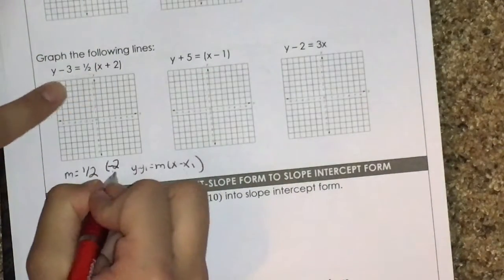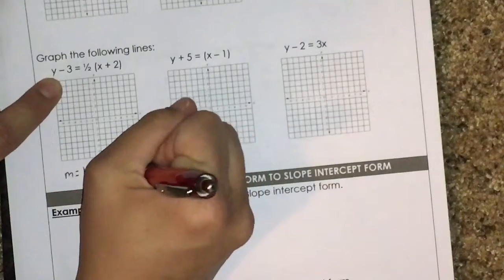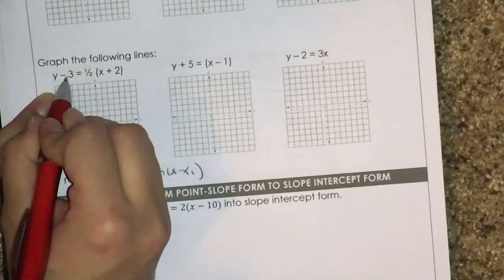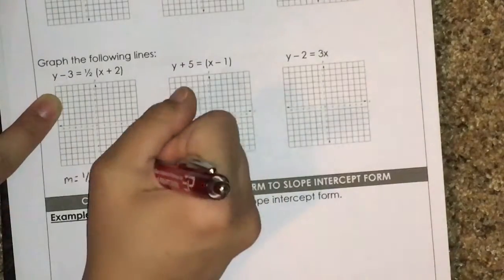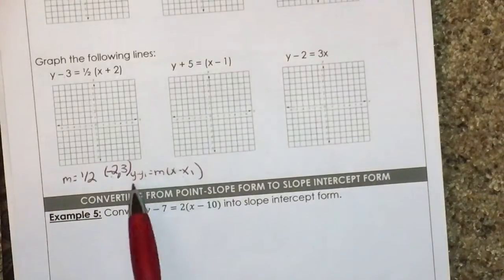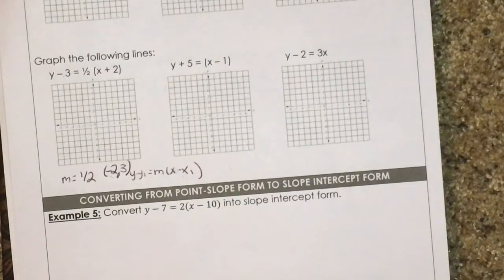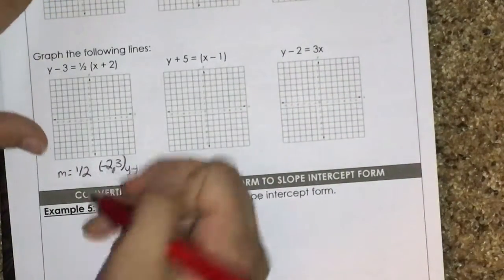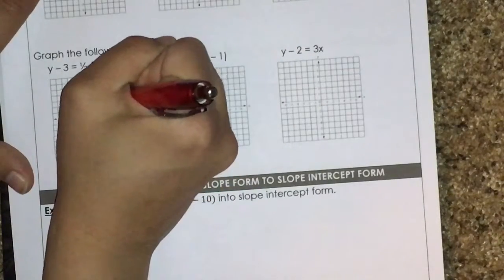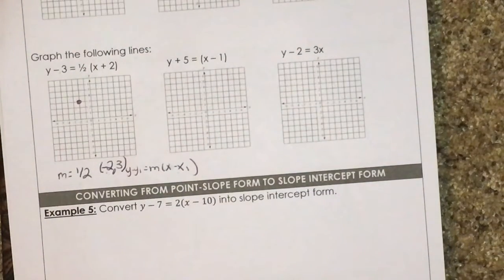So we're working backwards here. Our other part of our point, which is our y value, well, that's negative, so the 3 is actually going to be positive. Okay, because when you plug it in, it becomes the opposite sign of the actual coordinate. So the first thing you're going to do is plot that coordinate. Go -2, up 3, and then all you're going to do is apply the slope.